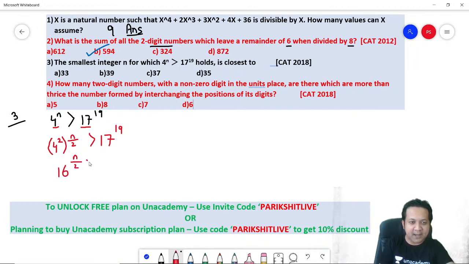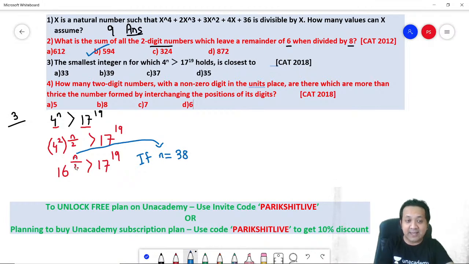16 to the power n by 2 greater than 17 to the power 19. Now think about it. If you put n is equal to 38, how much will it become? 38 by 2, so 38 by 2 is 19.